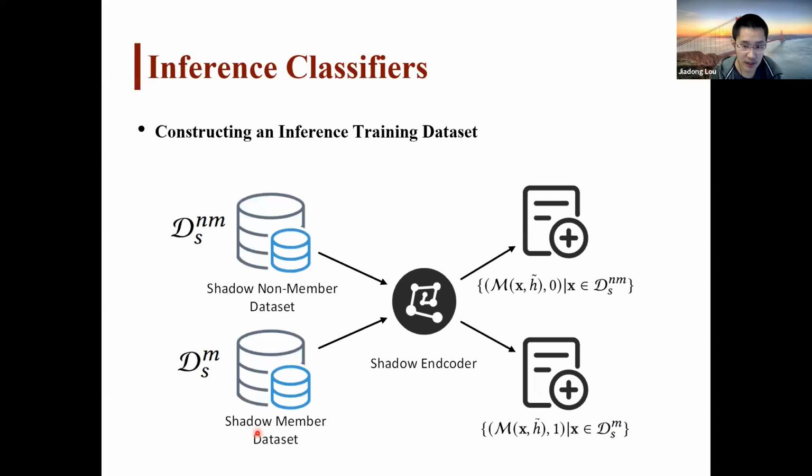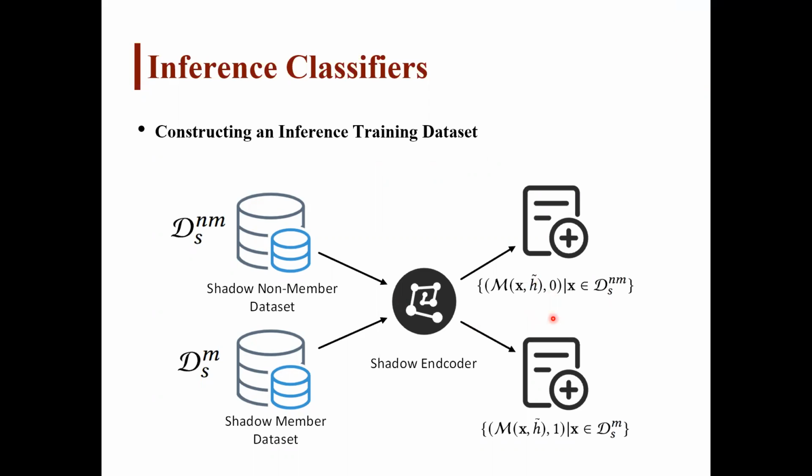In particular, given the input X that belongs to this shadow member dataset, they can extract its membership features, that is, the similarity scores, and assign the label 1 to it. Here, the label 1 represents the member. Similarly, for the data in the non-member dataset, they will also calculate the membership features and assign a label 0 to represent the non-member. So based on these two datasets, we can construct the inference training dataset with labels.